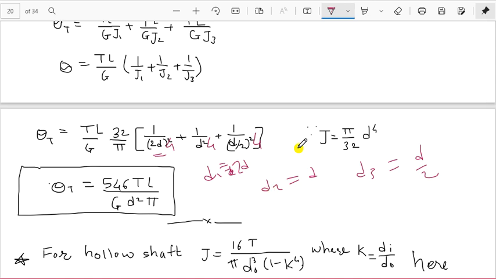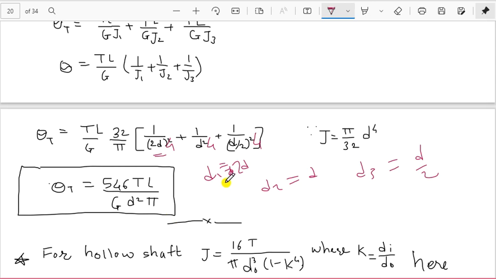And this was about the different types of torsional equations and examples. One more thing, if the shaft is hollow, then for that we should use the formula for polar moment of inertia J equal to 16 T by pi dO cube in bracket 1 minus k to the power 4, where k is di by dO.